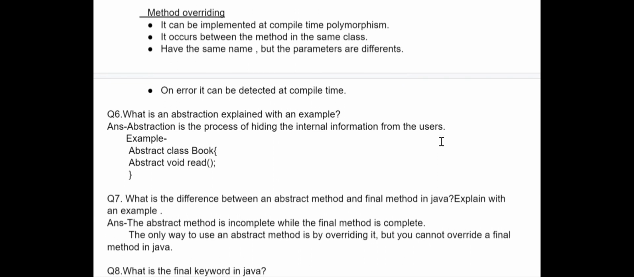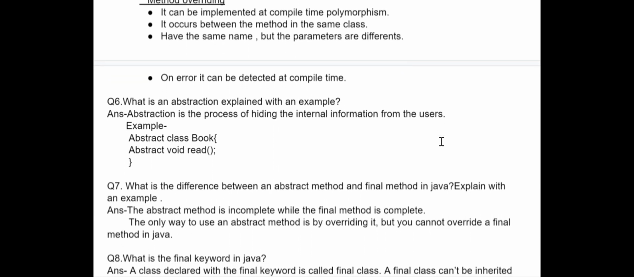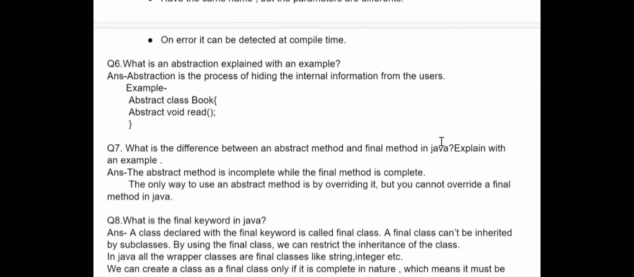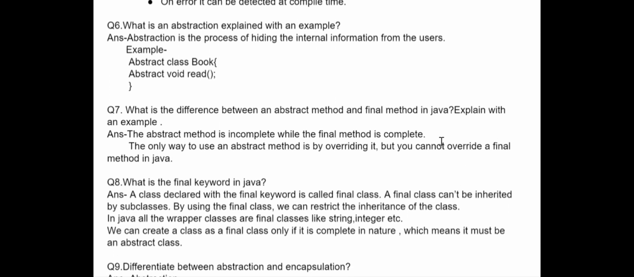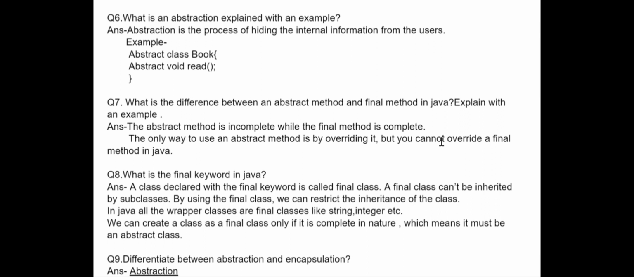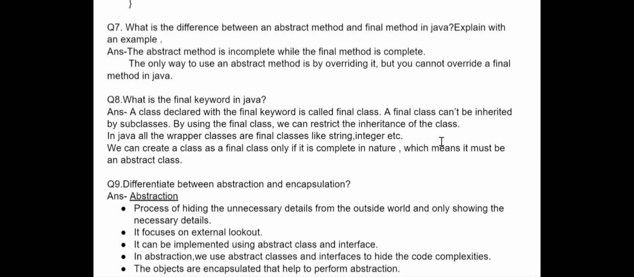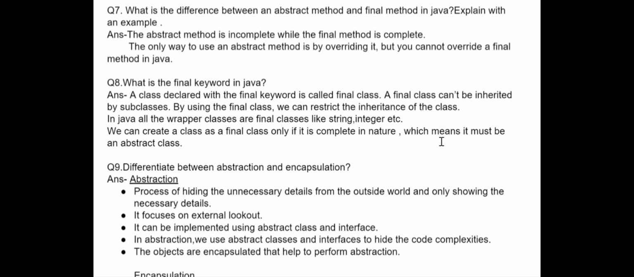Coming to sixth number, what is an abstraction? Explain with an example. Abstraction is the process of hiding the internal information from the user. Example, we create abstract class Book, abstract void read. Seventh number. What is the difference between an abstract method and final method in Java? Explain with an example. The abstract method is incomplete while the final method is complete. The only way to use an abstract method is by overriding it, but you cannot override a final method in Java.